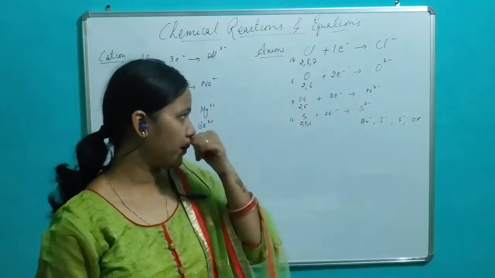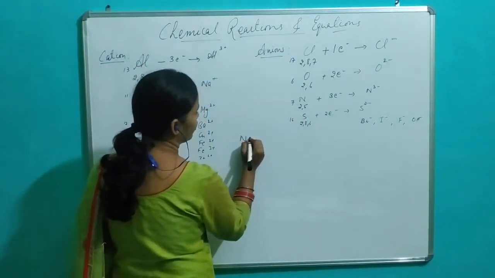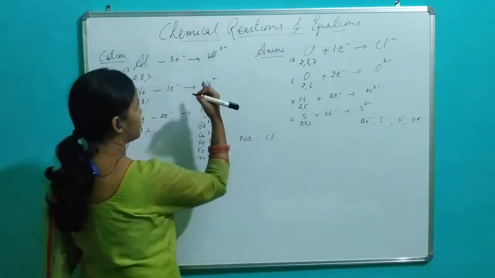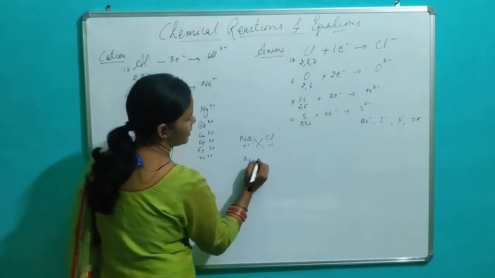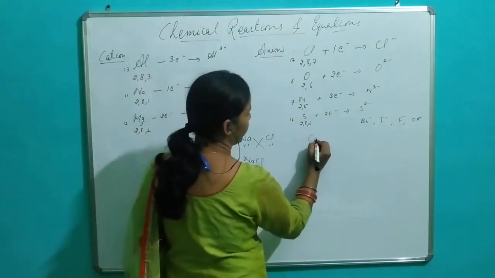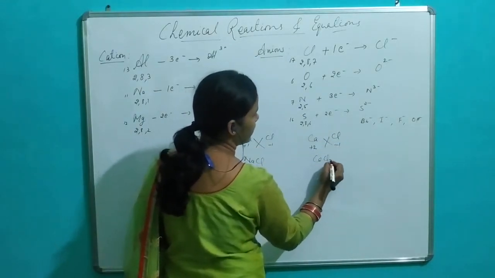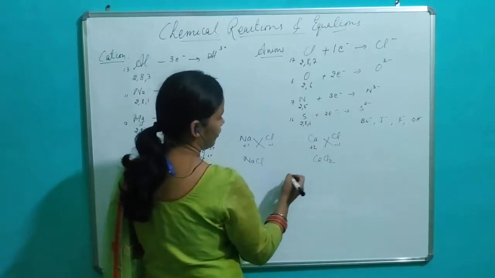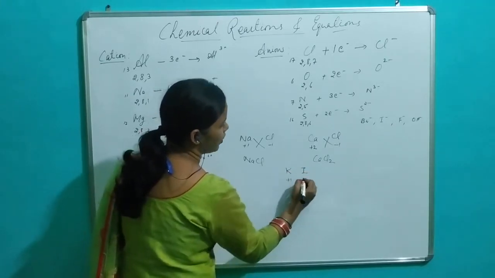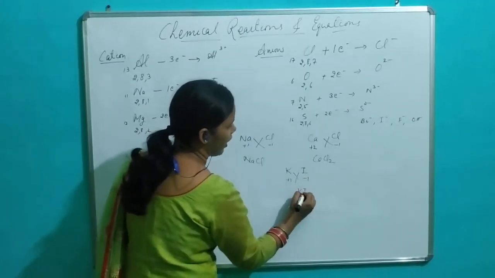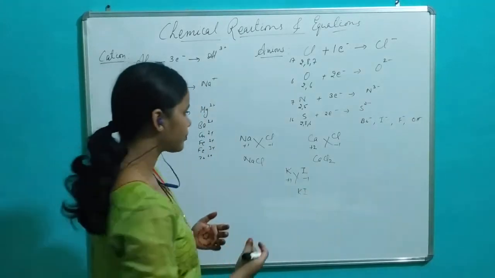Now, in order to write a chemical formula, what do we do? For example, to write sodium chloride: Na and Cl. Na has a +1 charge, Cl has a -1 charge, crisscross forms NaCl. Calcium chloride, calcium and chlorine. Calcium is +2, chlorine is -1, crisscross, we get CaCl2. Then potassium iodide. Potassium is K, iodine is I. Potassium is +1, iodine is -1, crisscross, we get KI. KBr, HBr, HCl, all these can be formed like this.